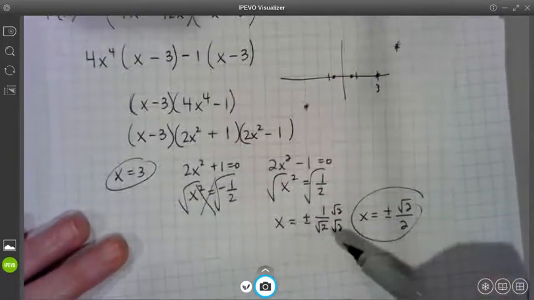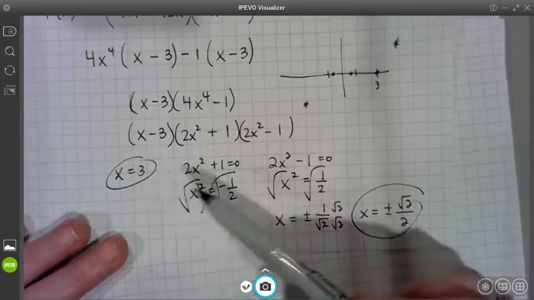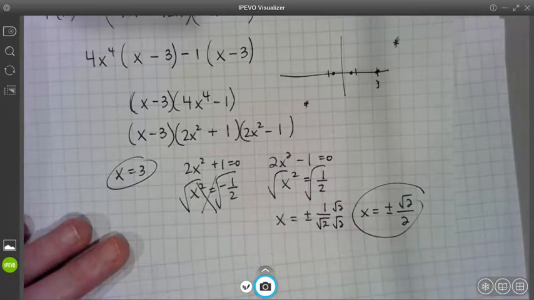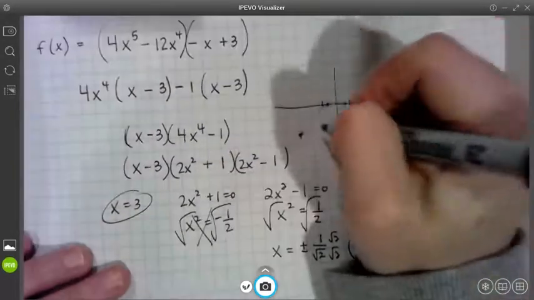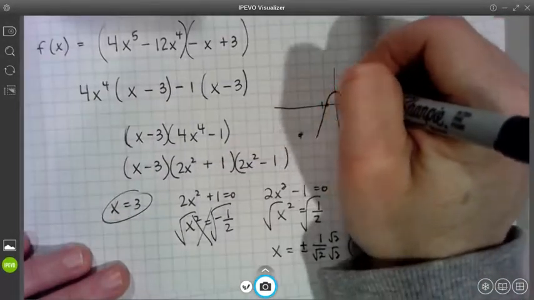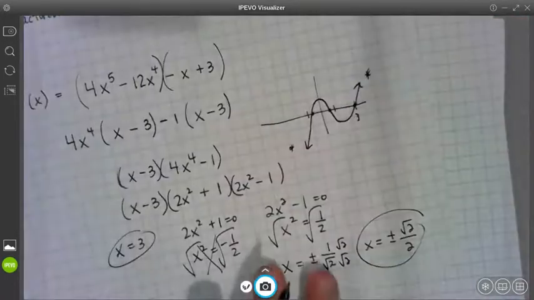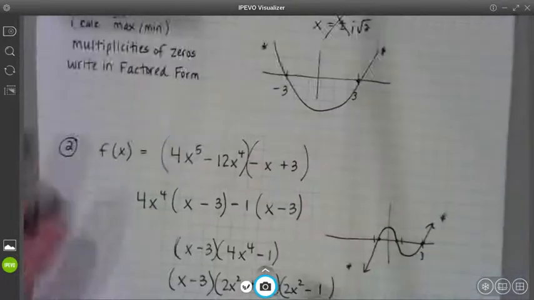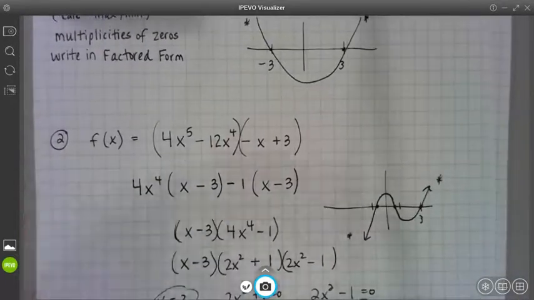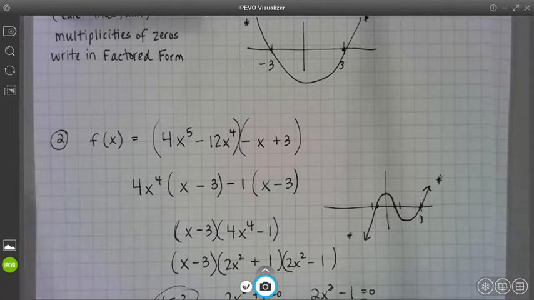There's no multiplicities, right? Everything is a single multiplicity. So everything's a straight crossover. There's no bounces. There's no flattening out. So it would look like that. And then you'd have your graph to go off of, okay? So again, I just wanted to go over those factoring techniques so you don't miss them, so you don't end up using P's and Q's when you don't have to, okay?